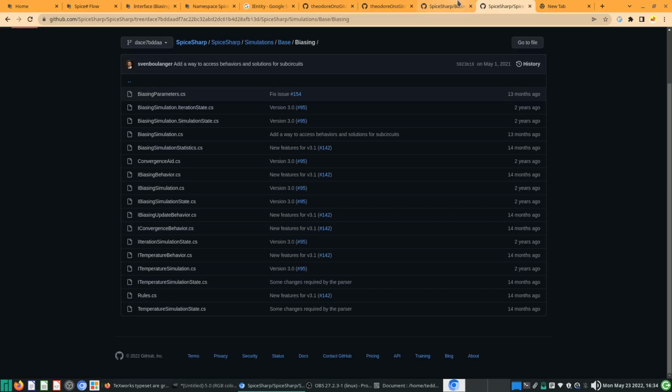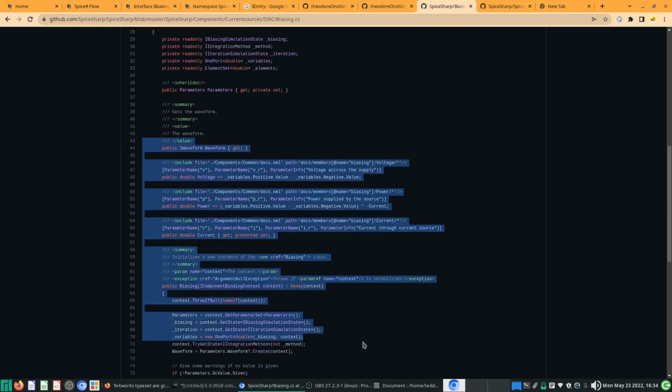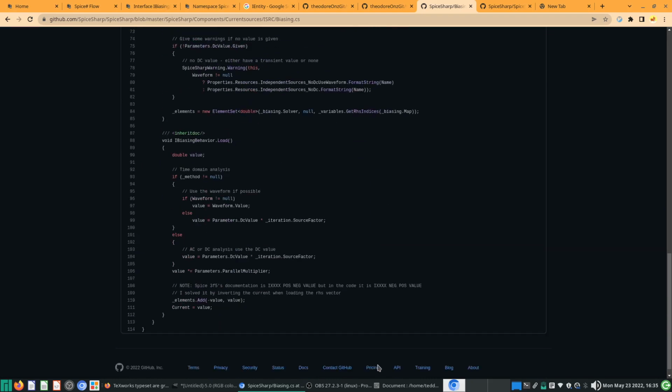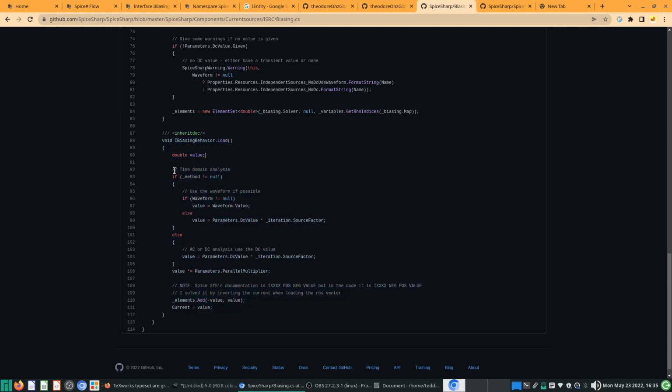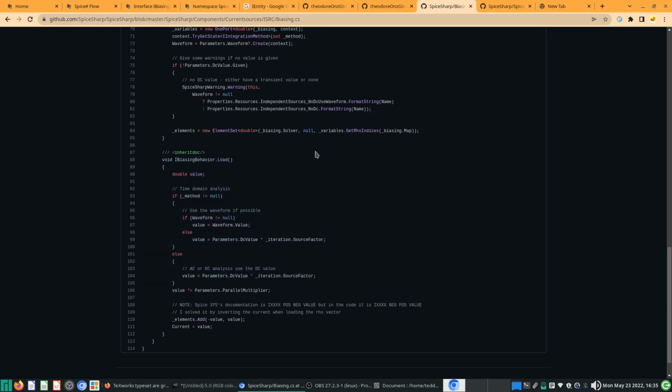And where are these biasing behaviors done? Well, this is one example. You can see how these biasing things are done. I'm not really sure where the iterations are. But you can see void biasing behavior.load. We have some value that's a double, time domain analysis. If method not equals null, use the waveform if possible. ACDC value, value times equals parameters parallel multiplier. Yeah, looks like that's where the biasing behavior is supposed to be.